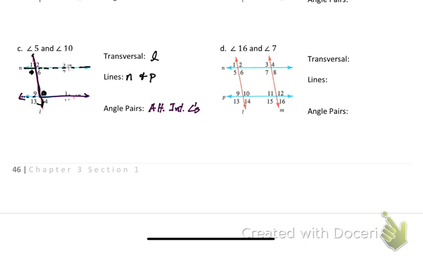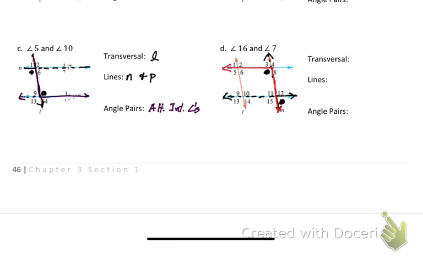All right, last one. You should have highlighted 16. 16 is here. And then we have 7. 7 could be highlighted by this line. This time, is there a transversal and two lines? Is there a line connecting two lines?